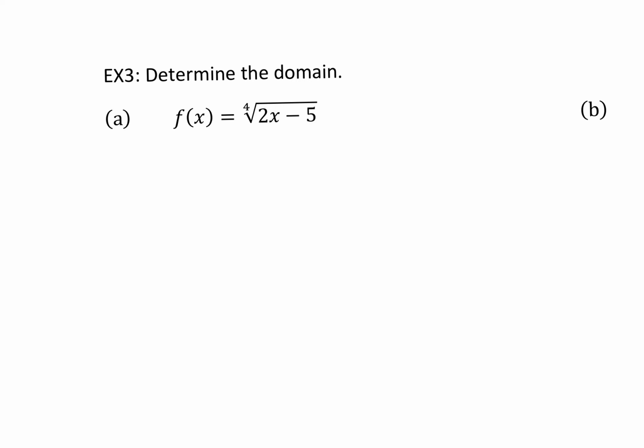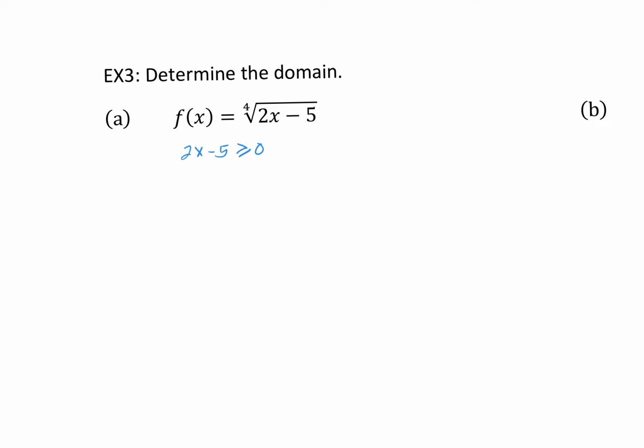Something else that we really didn't talk about is determining the domain of a root function without a graph. So if you just had the equation, like in example A, this is a 4th root. So remember that whenever you have an even root, what's underneath cannot be negative. So to figure out the domain, all you're going to do is take what's underneath the root, which is the 2x minus 5, and set it greater than or equal to 0, and that will give you your domain.